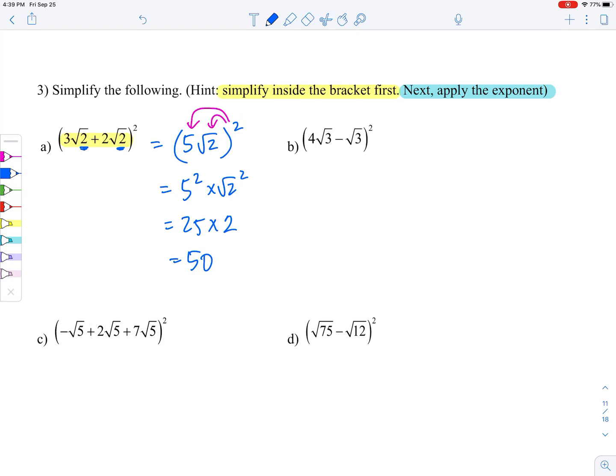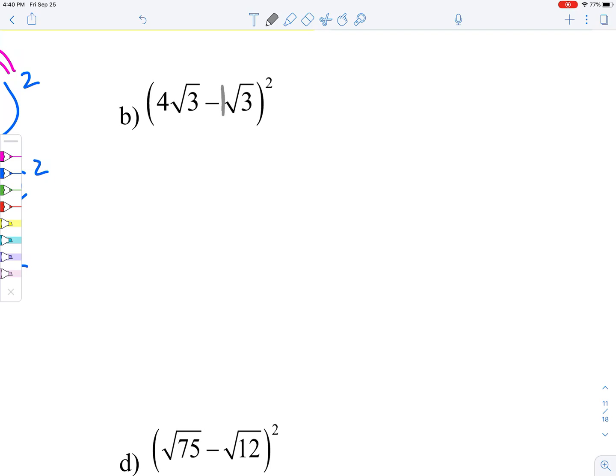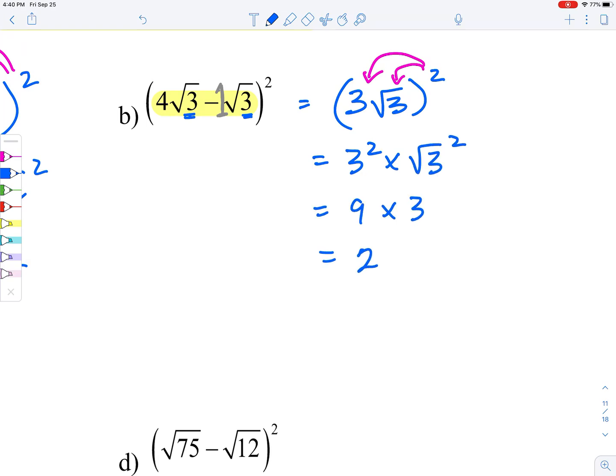For the next one, 4 root 3's take away another root 3. So really, there's like a ghosty 1 inside here, right? Because even though it's not there, I'm going to have to subtract it. So inside my bracket, these two radicals have matching radicands, so I can just simplify those. 4 root 3's take away 1 root 3 leaves me with 3 root 3's. It's still all squared. Distribute that exponent of 2 onto them both. So we get 3 squared times root 3 squared, which is 9 times 3, which is 27.